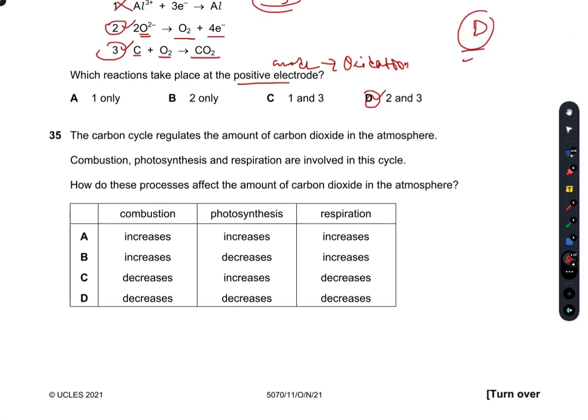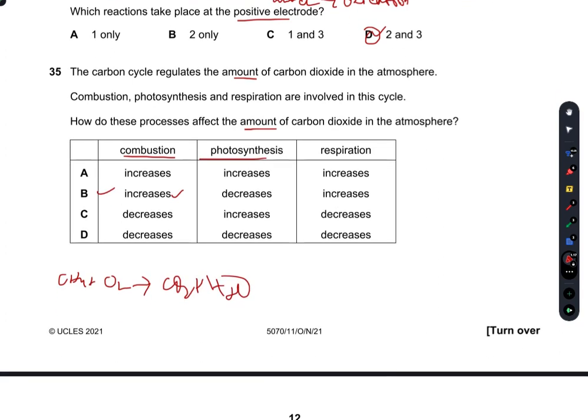The carbon cycle regulates the amount of CO2 in the atmosphere. Combustion, photosynthesis and respiration are involved in this cycle. How do these processes affect the amount of CO2 in the atmosphere? Combustion gives CO2 as a product. What is combustion? I take methane and I treat it with oxygen. I will get CO2 along with water. So combustion increases CO2. Photosynthesis is the utility. So this is combustion till here.